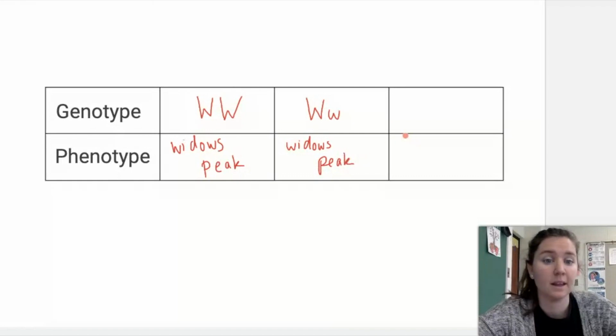And then the last genotype is homozygous recessive, two recessive alleles. And so in that case, their phenotype would be no widow's peak because they don't have any of those dominant alleles there.